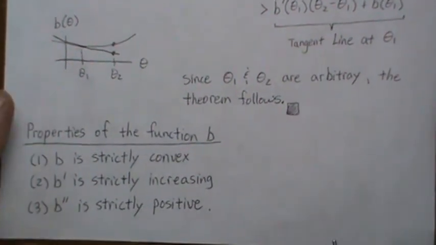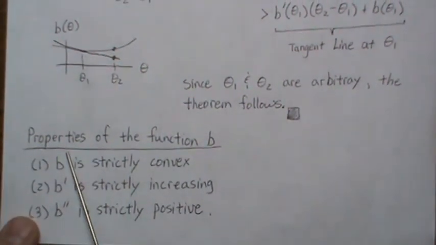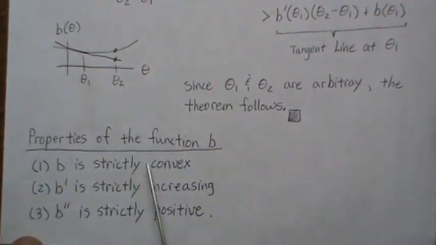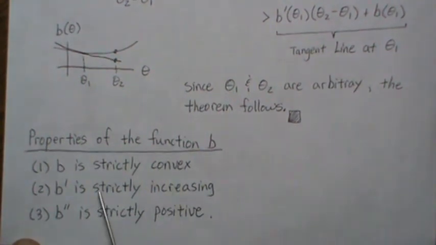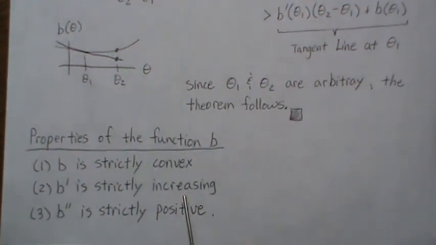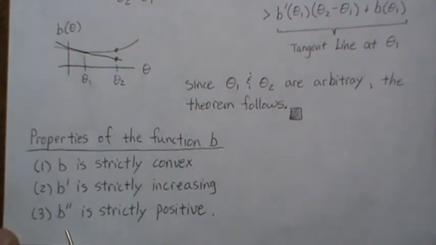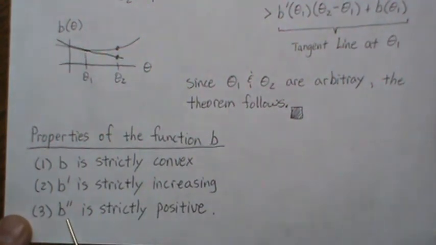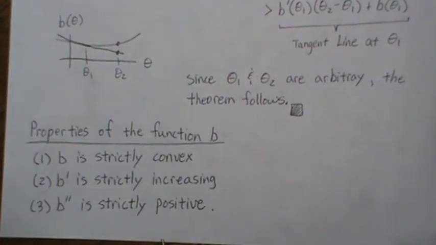And so what we just proved here is the properties of the function B, the log partition: B is strictly convex. The first derivative is strictly increasing, which of course allowed us to have an inverse function. And we know the second derivative of the log partition is strictly positive for all parameters, or all theta.